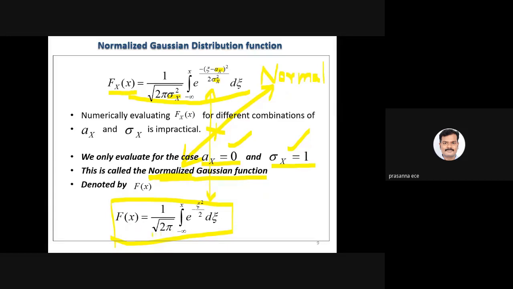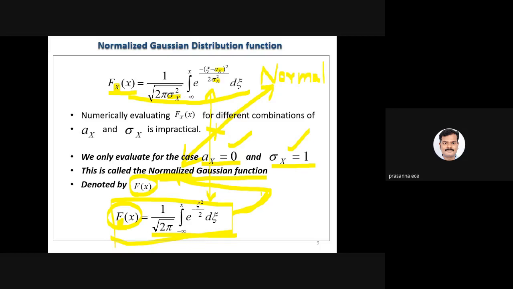Since this function is a simplified version, we represent it with a different symbol. We just use capital F of x. We drop the suffix x. You can observe the suffix capital X is dropped here. So this is the simplified version, and this function is what is called the normalized Gaussian function.